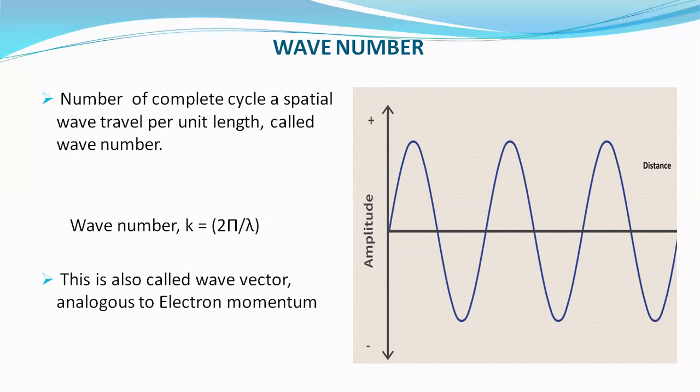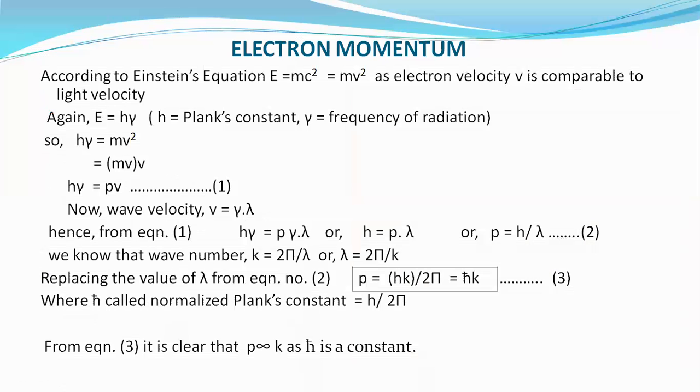This is also called the wave vector, and the wave vector has equal dimension to, and is very analogous to, electron momentum. So we'll use electron momentum and wave number with similar meaning. We'll show a little later that wave number and electron momentum have equal dimension. Now let's discuss electron momentum.